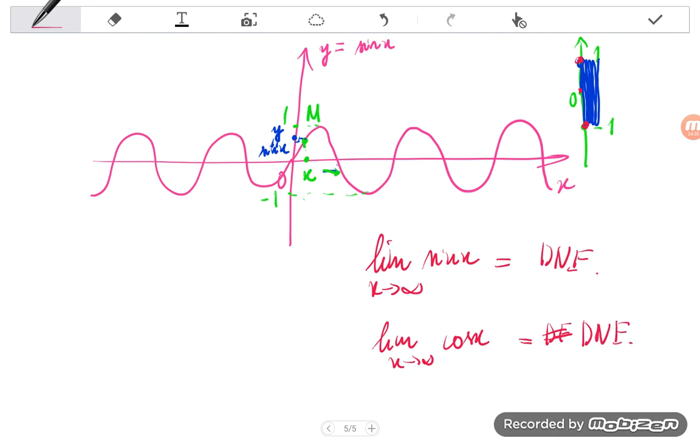In this video, we have talked about the limit of a function, the limit of a function at infinity, and we have given some examples of using the definition to find the limit.